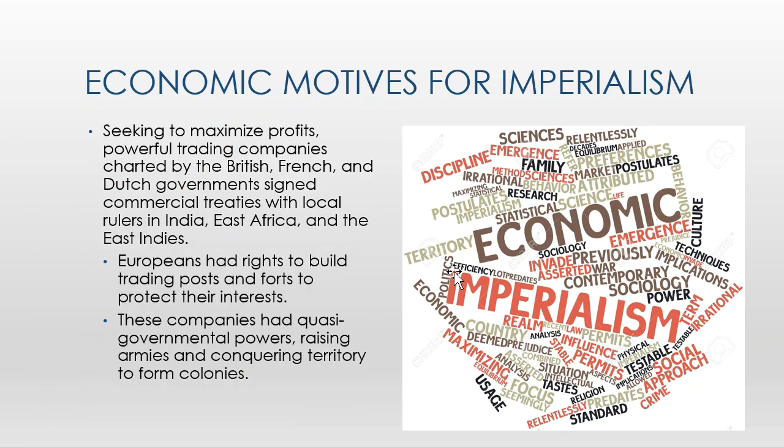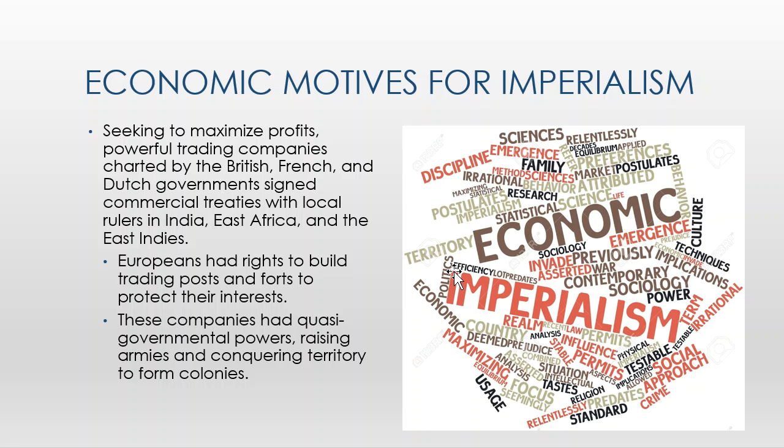We also have economic motives towards imperialism. Seeking to maximize profits, we have powerful trading companies chartered by the British, the French, and the Dutch governments, signing commercial treaties with local rulers in India, East Africa, and the East Indies. So we have very powerful trading companies, combined with the governments of where they come from, striking deals with India, East Africa, and the East Indies, and securing trade agreements. Europeans would now have rights to build trading posts and forts to protect their interests. These companies even had quasi-governmental powers, raising armies, conquering territory, and forming colonies.